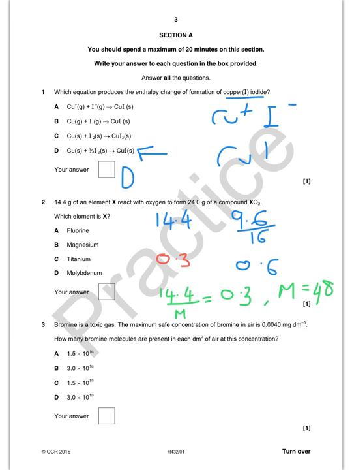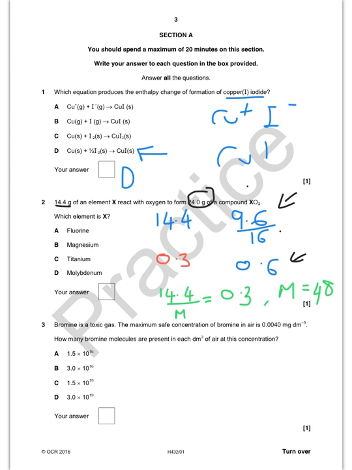Right, for question 2, you've got to do a little bit of maths. So we know that the formula is XO2. The amount of element X is 14.4 grams. Because the total compound has a mass of 24, then I know that 9.6 grams of it is oxygen. So I find the moles of oxygen, which is 9.6 divided by 16, which gives me 0.6.